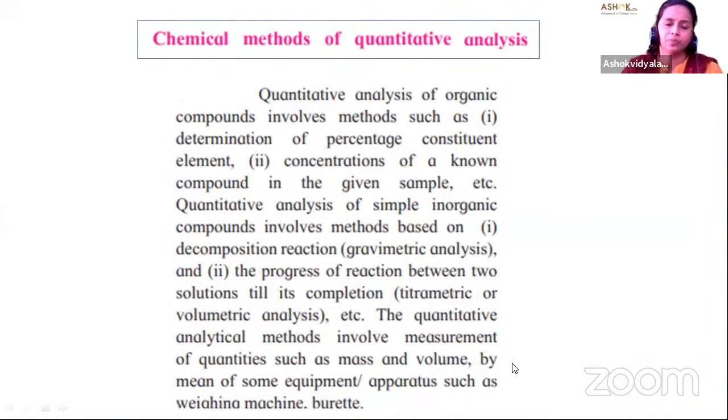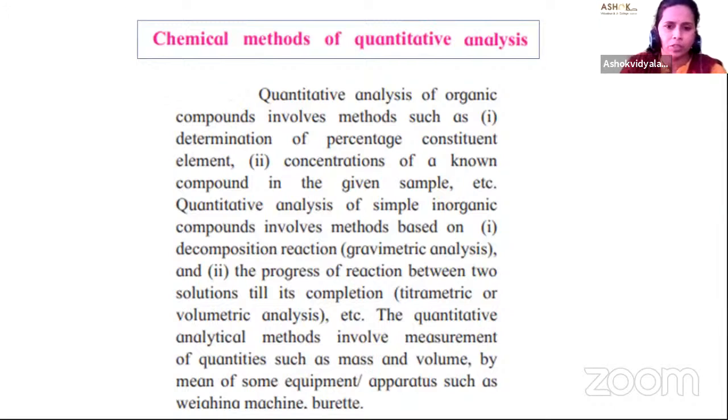They are made up of cation and anion. For example, let's take ammonium chloride. Ammonium is the cationic species, NH4+, and Cl- is the anionic species. So we will do detection of cation and anion.